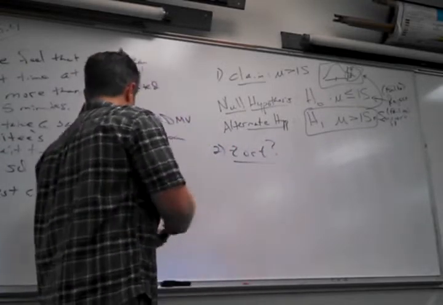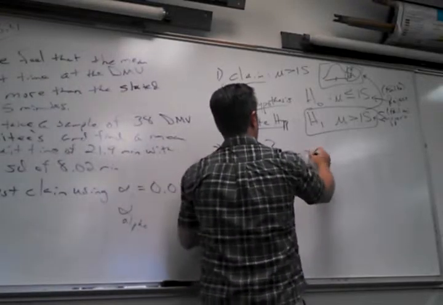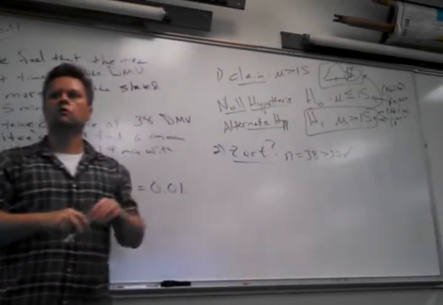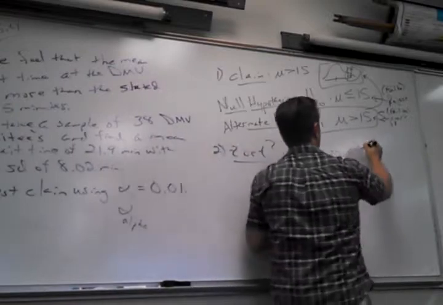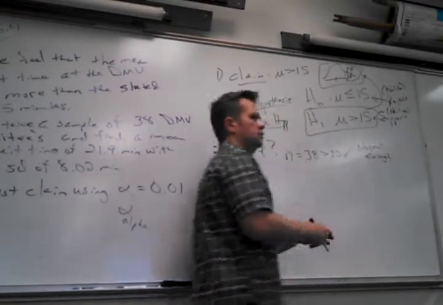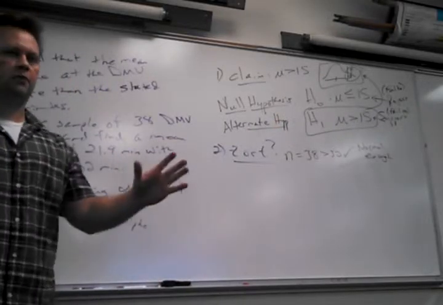Why? It's greater than 30. All right, n equals 38, which is greater than 30. That means what? It's normal enough. Cool. I like it. So it's normal enough. But what? So that means I can use something. All that means is I can use something.